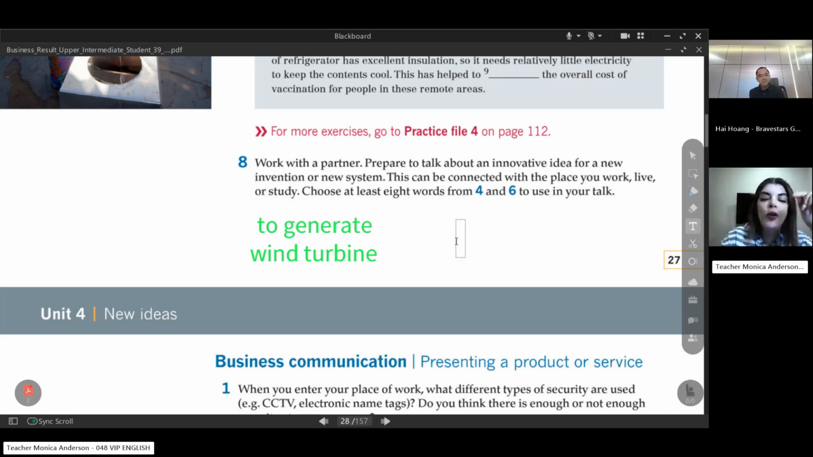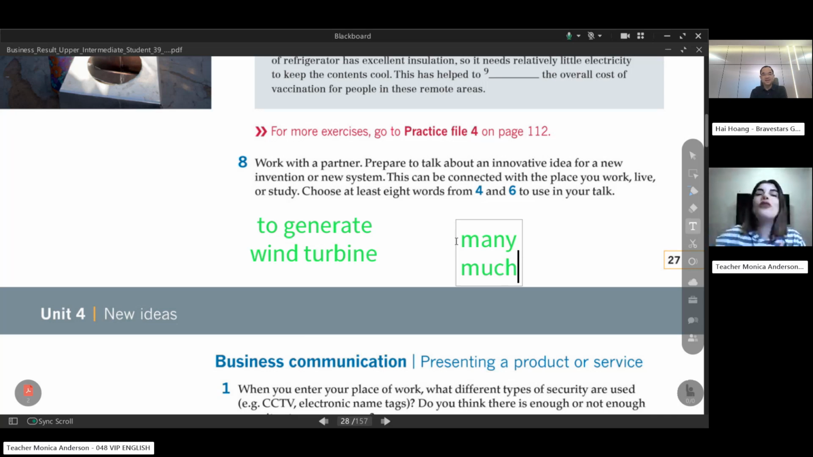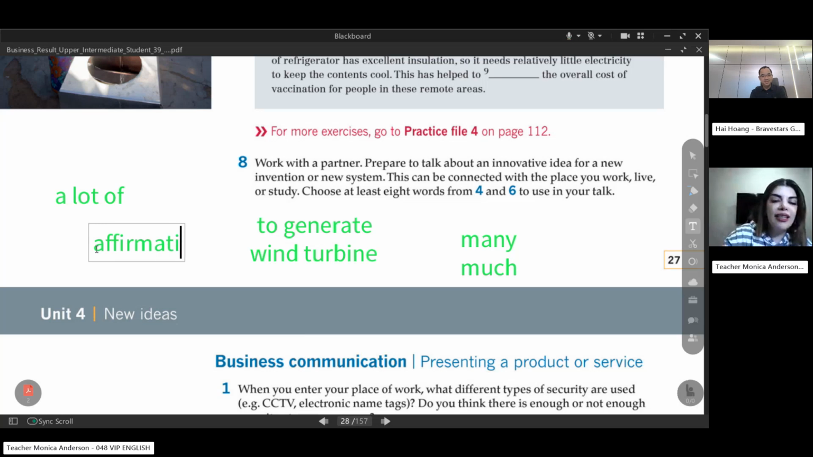Let me say something. This is the last thing that I want to say. When you want to make a negative statement, like they don't have, they don't need, use many or much for negative. They don't have many choices. They do have a lot of for positive, affirmative sentences. But many and much for negative. For example, I don't drink much water, not a lot of water. So for negative, these two options are better.